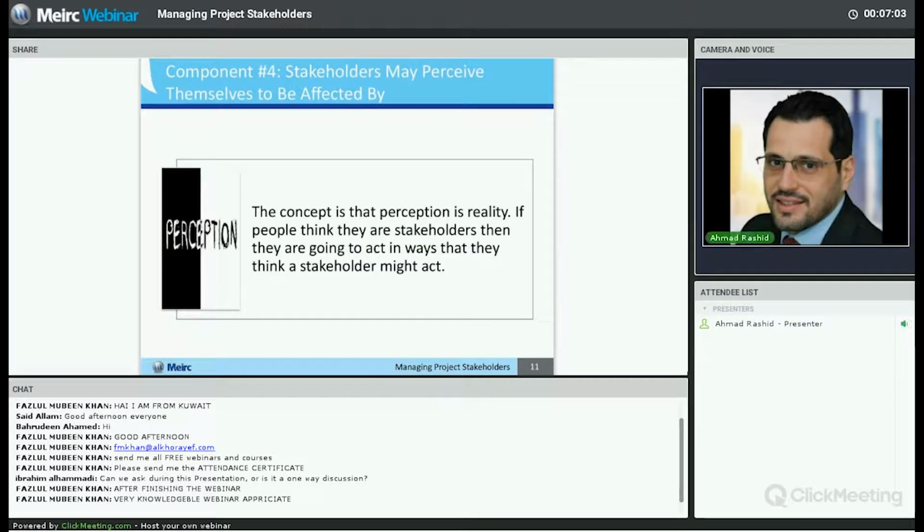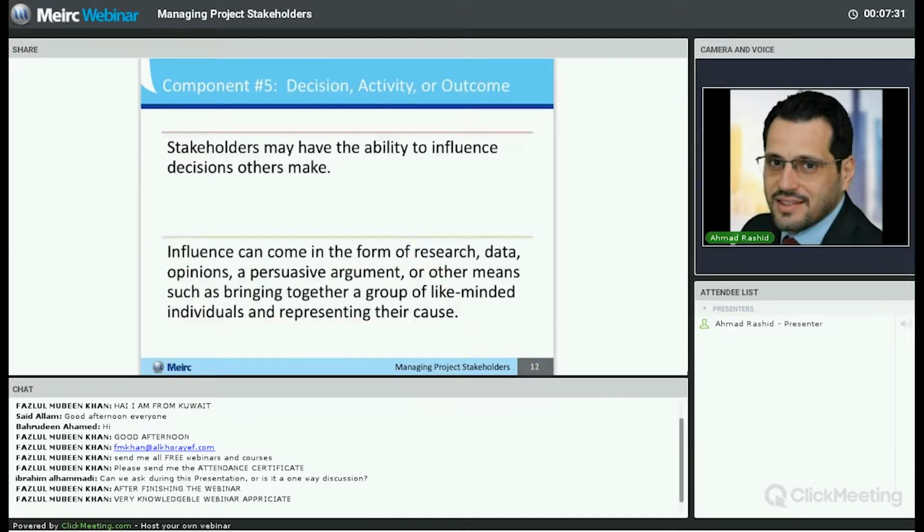Moving forward to component 4, basically we're talking about perception here. Some stakeholders might not have a real influence on the project, but they perceive themselves to be affected by the projects. And these are what I refer to as ghost stakeholders, because they think that they can influence the project, but as a matter of fact, they don't have any influence on the project, because the level of power actually is low. They have high interest in your project, but they don't have any authority or power over your project.